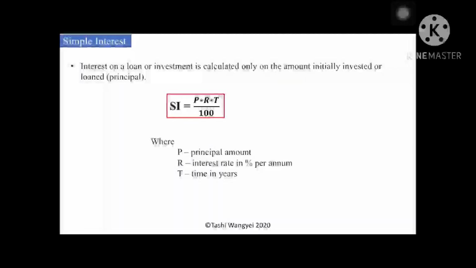The next part is simple interest. Simple interest on a loan or investment is calculated only on the amount initially invested or loaned. The initially invested amount is called the principal. The formula for simple interest is PRT by 100, where P is the principal, R is the rate of interest, and T is the time.